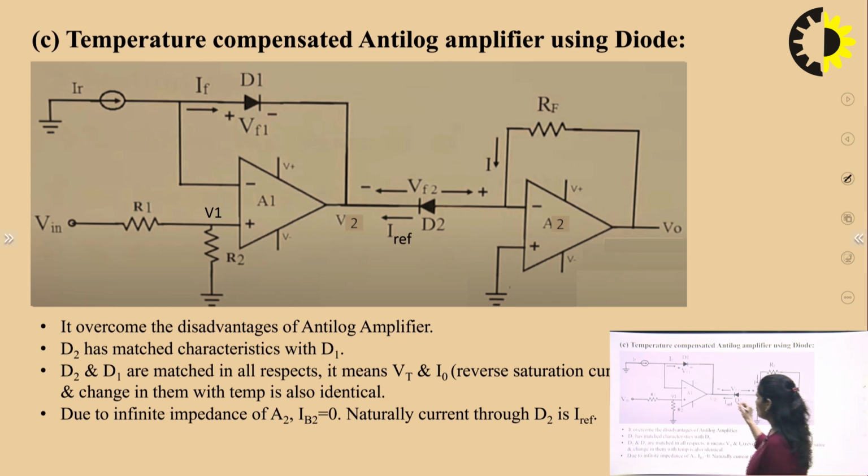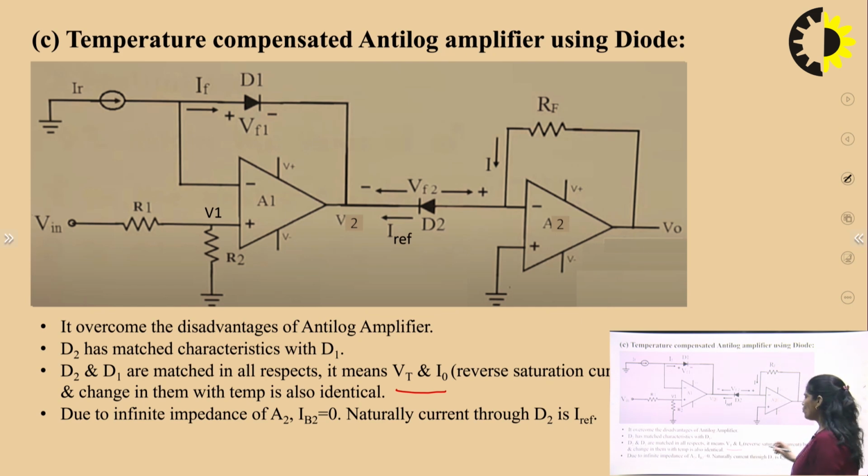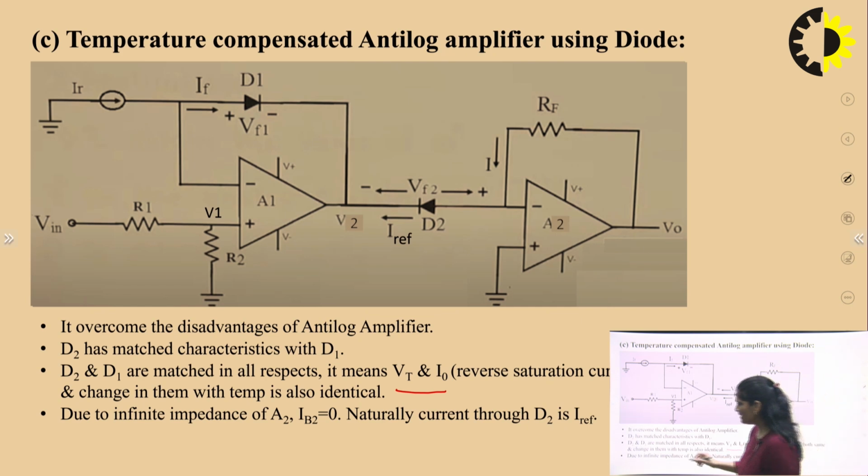Diode D2 and D1 have matched characteristics. Now D2 and D1 are matched in all respects. It means VT and I naught, the reverse saturation current, are both the same, and the change in them with temperature is also identical. So due to the infinite impedance of A2, IB2 is equal to 0. Naturally the current through D2 is I reference.